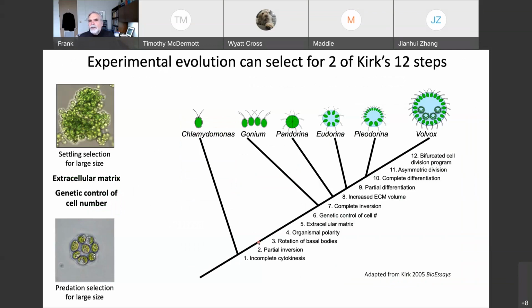So what we've seen is that experimental evolution can select for 2 of Kirk's steps. In both of these multicellular entities, not going to call them new species, but they're certainly organisms, we have selected for extracellular matrix. So we show in that earlier 2013 Nature Genetics paper how you have extracellular matrix built up within this mass. You also have extracellular matrix derived from the cell wall in the predation selected multicellular lines. But you also have in predation selection one of these other key features, which is number 6 on Kirk's 12-step program, the genetic control of cell number, because the non-reproductives in the case of these more recent experiments do have characteristic cell numbers.